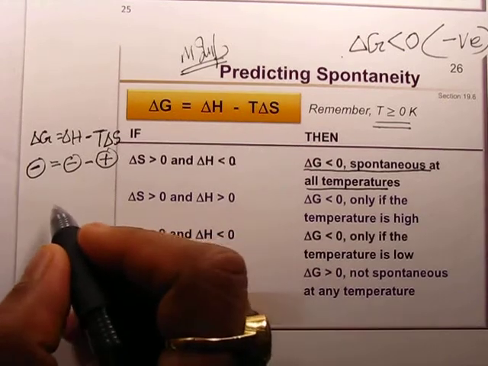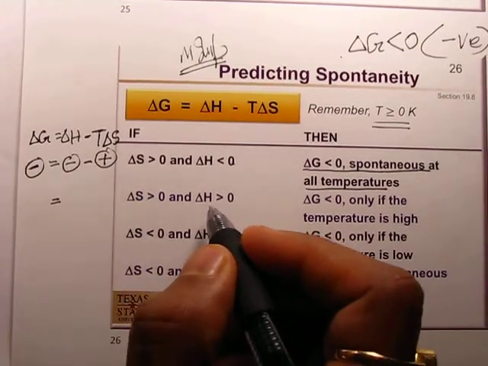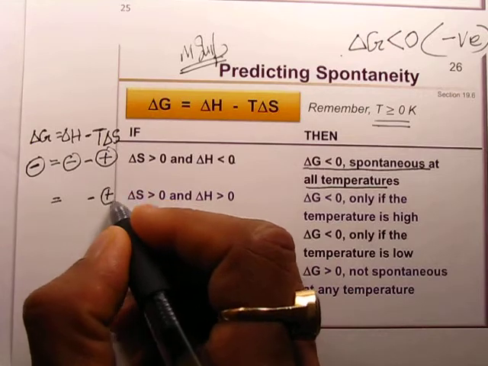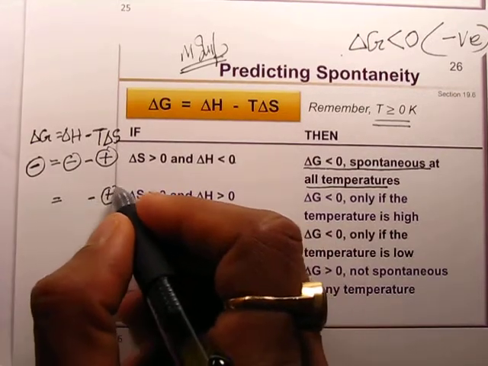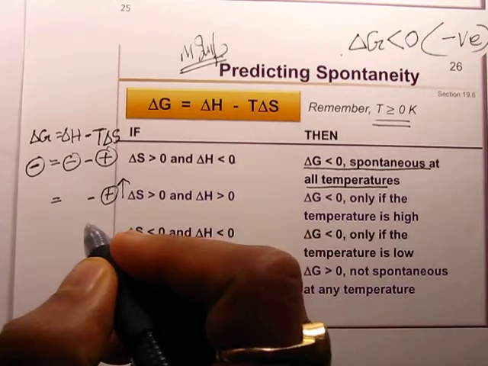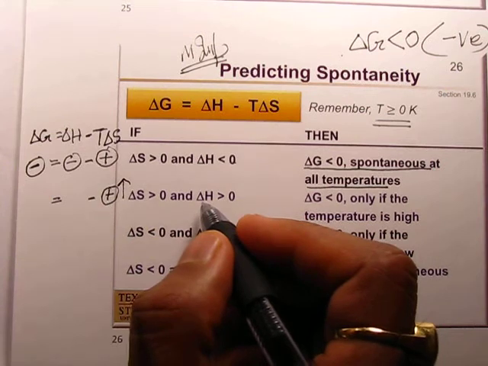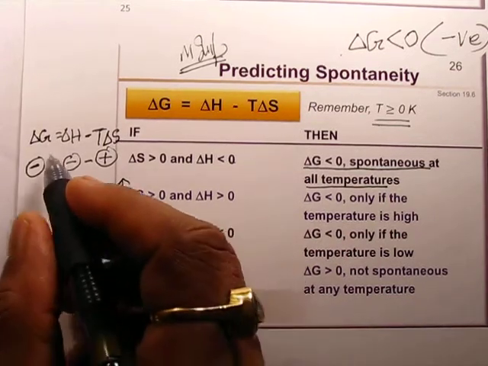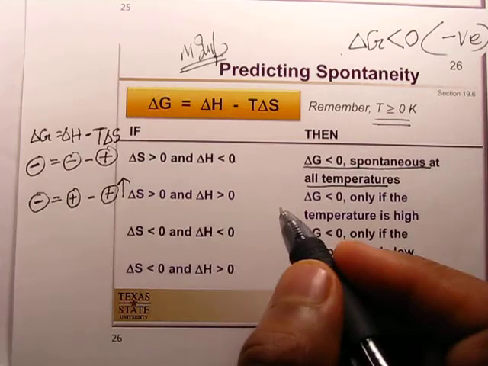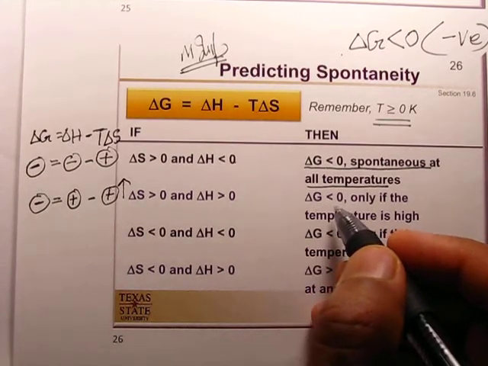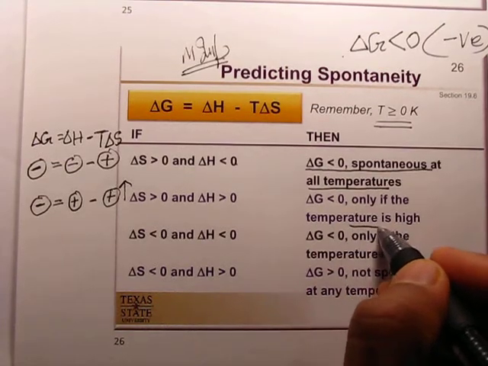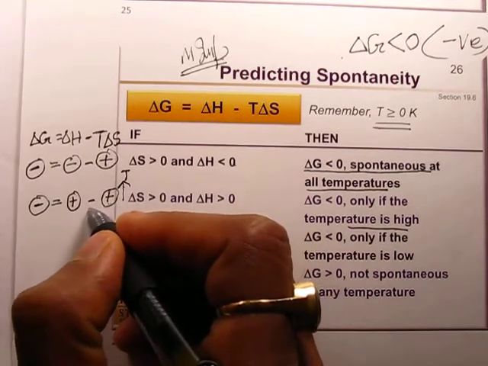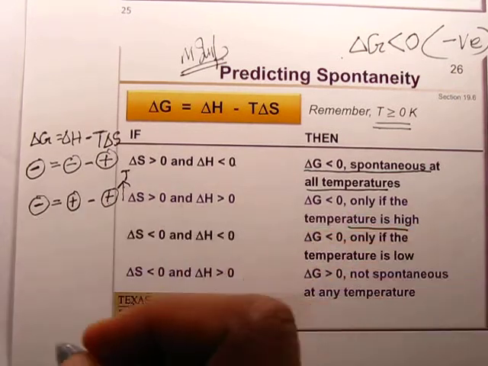Another condition: if delta S is positive, it means entropy is very high, and if delta H is positive, both are positive, then delta G will be negative only if the temperature is high. If the temperature is high, then the T delta S value will be high, meaning the negative contribution will be large.